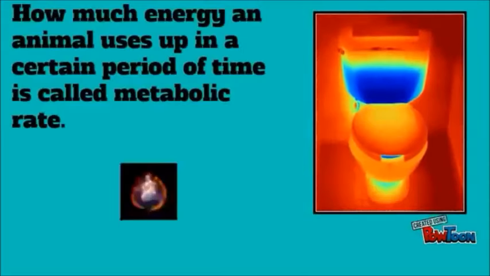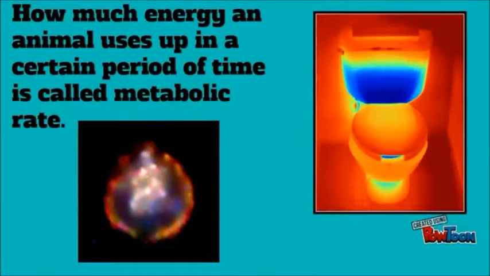Metabolic rate. The amount of energy an animal uses in a unit of time is called metabolic rate. It can be determined in many ways. Two of them are monitoring an animal's heat loss and determining the amount of oxygen consumed or carbon dioxide produced.